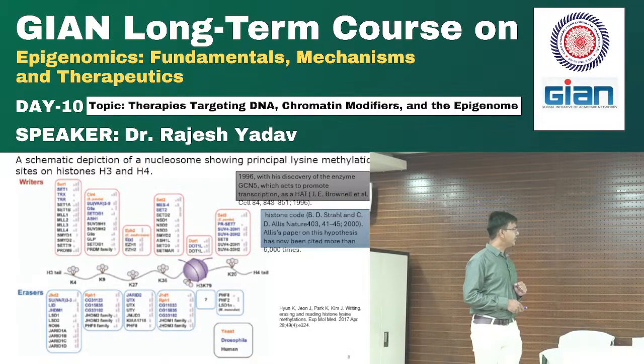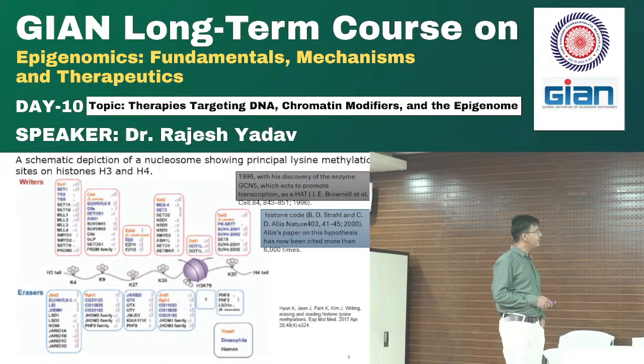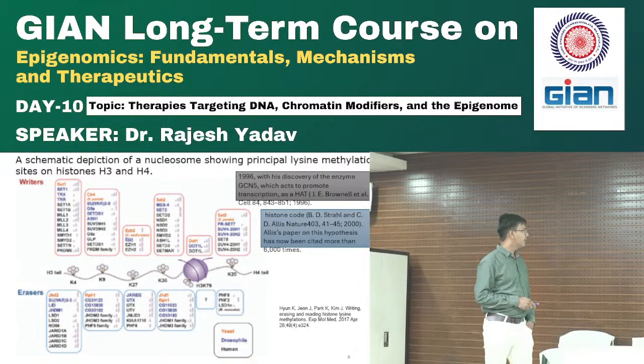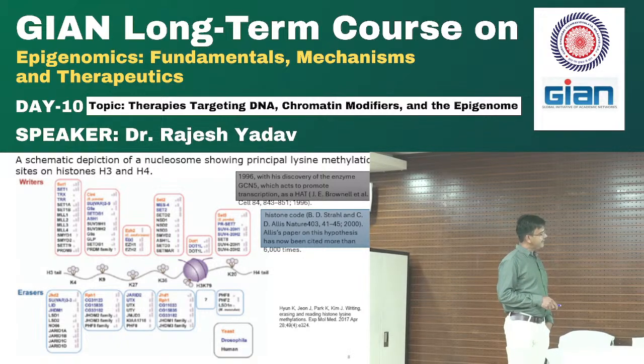So let me focus on one, because I'm talking too much about K9 and K27. I will focus my discussion on this only. If I am able to show this and these two, then my job is done. If you understand how to design an inhibitor against this. So in yeast, you have only one enzyme. This is called Clr4. This enzyme does K9 trimethylation.